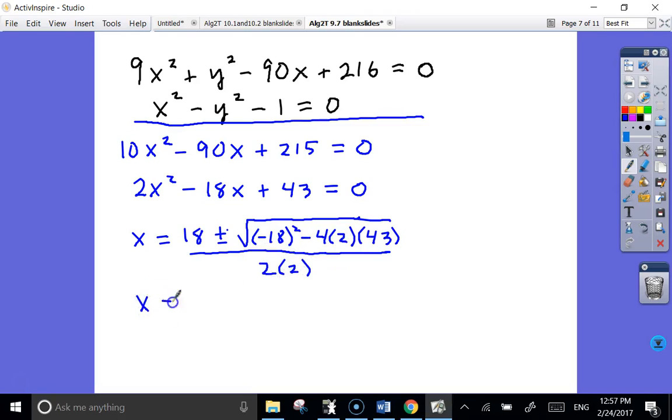Okay, so x equals 18 plus or minus. So what is negative 18 squared minus 4 times 2 times 43? Negative what? Negative 668? Over 4, sorry. Okay, well, what kind of solution is that going to be? If it's a square root of a negative number, that's imaginary, right? And if it's imaginary, that means we're looking for the intersection of points in the real number system. So these don't intersect. That's what it looks like when they don't intersect. So this is imaginary, so no solution.